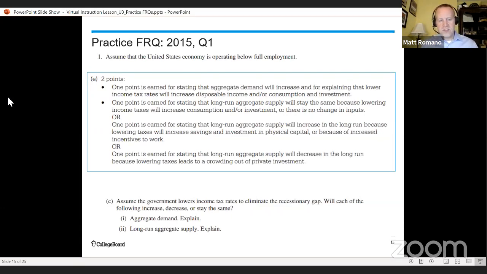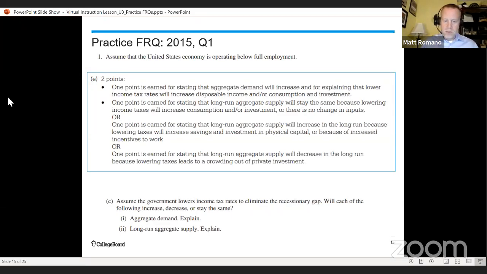So you could also have said 1 point is earned for stating that long run aggregate supply will increase in the long run because lowering taxes will increase savings and investment in physical capital, or because of increased incentives to work. So if you're making that connection because of increases in productivity, increases in capital accumulation or capital stock, then you could argue that yes, LRAS will shift to the right.